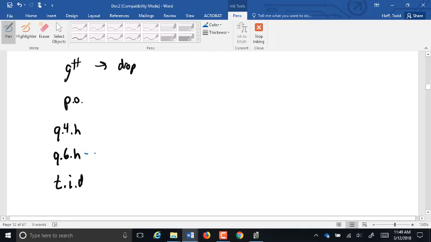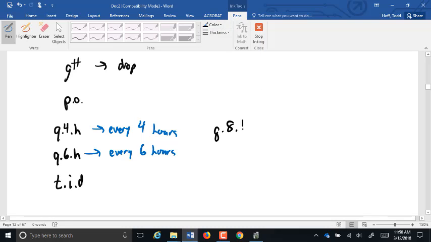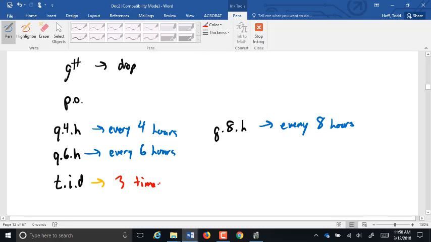Q6H means every 6 hours. Q4H is every 4 hours. Q8H, of course, would mean every 8 hours, which ends up being equivalent to our TID. TID means 3 times daily, which of course is equivalent to every 8 hours.